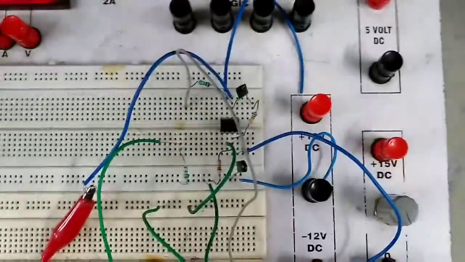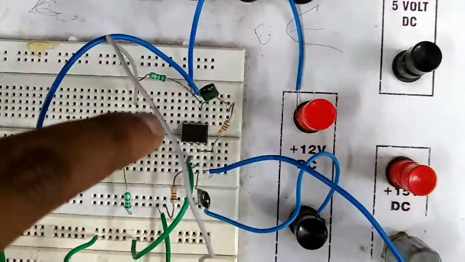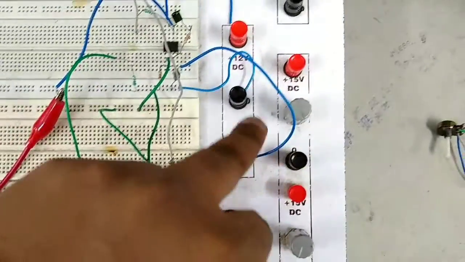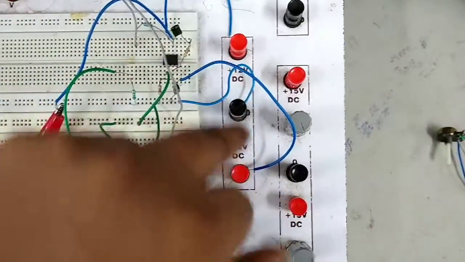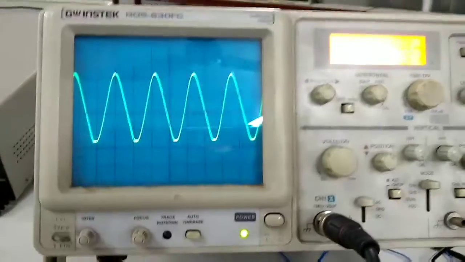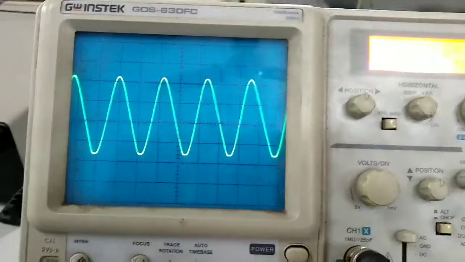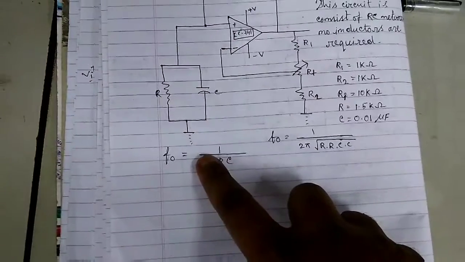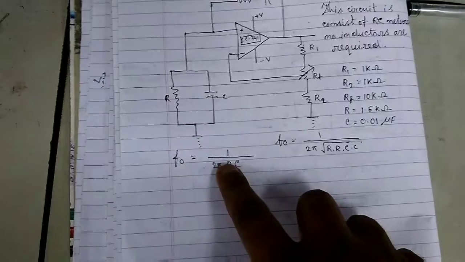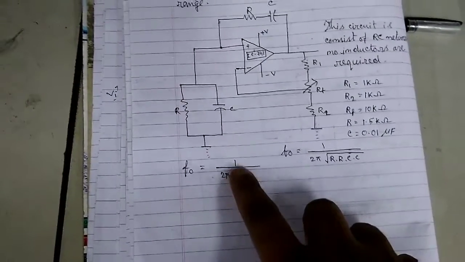This is the circuit we have connected. See the op-amp IC741, and two power supplies have been provided, positive 12 and negative 12, and CRO is connected here. This is the output of this circuit. See, the frequency is 9.16. I think the calculated value of this output frequency will be around 10 kilohertz.